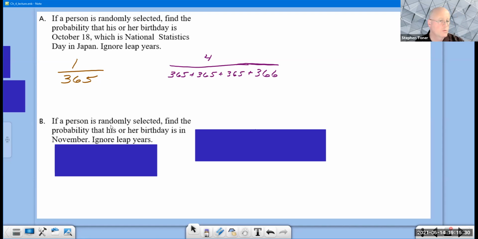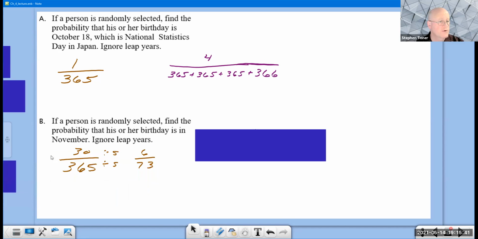Now, if I'm choosing a person at random, what's the probability his or her birthday is in November? Again, we're out of 365. You need to know that November has 30 days in it, so 30 out of 365. Both of them are divisible by 5, I know because they end in 0 and 5. And so that can reduce to 6 out of 73.